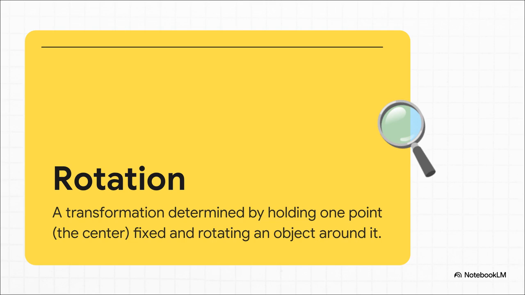So you see the difference, right? In a translation, everything moves. But with a rotation, that center point is like an anchor. It stays completely still while everything else just pivots around it.